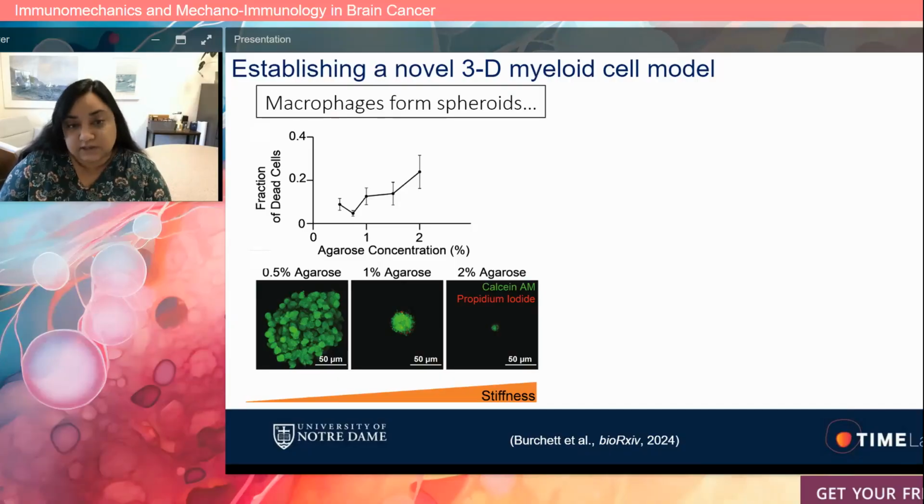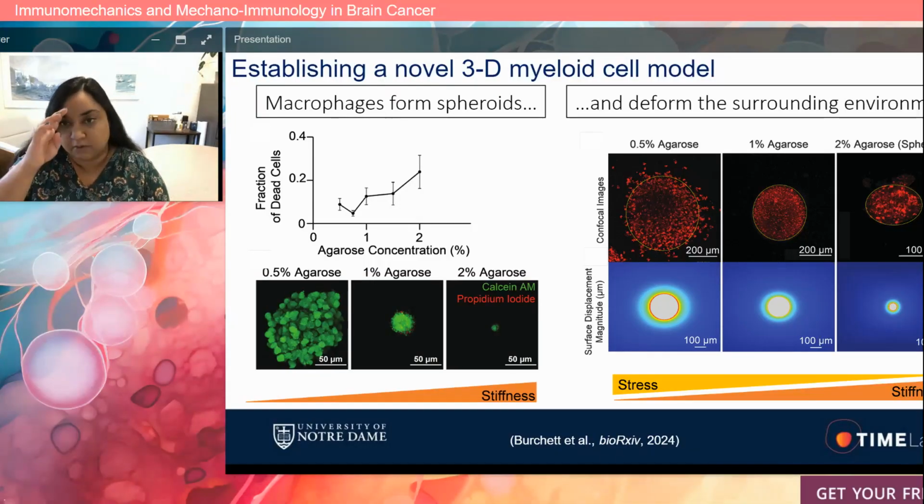So the reason that we picked agarose is because this is a plant-based hydrogel. So these mammalian cells, these macrophages, actually can't break this down. So the only way that they could create a spheroid is basically by growing and expanding and sort of pushing on that surrounding gel. And that's exactly what we have seen in mathematical modeling.